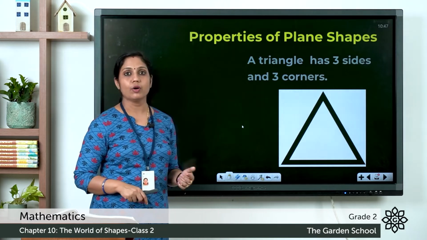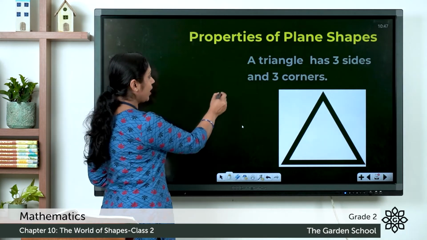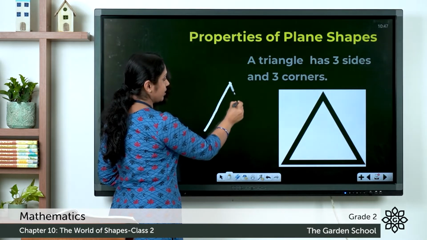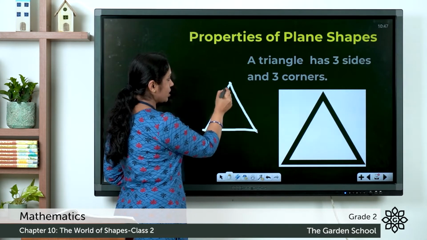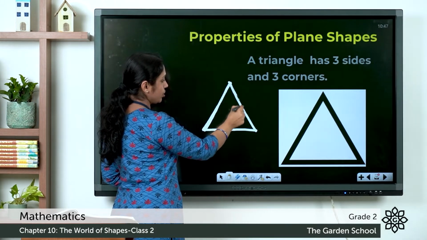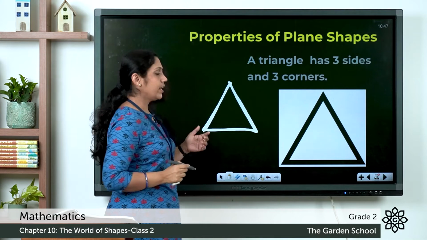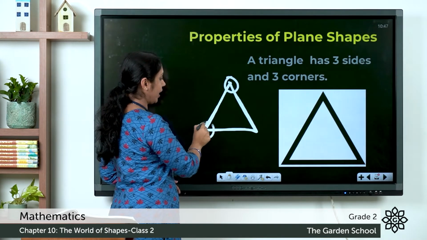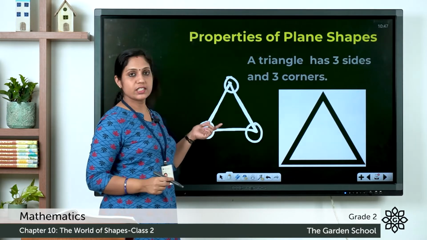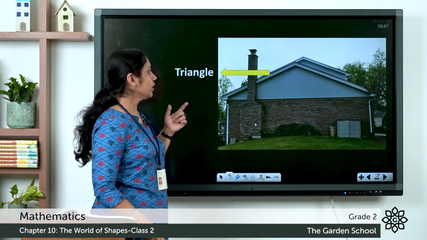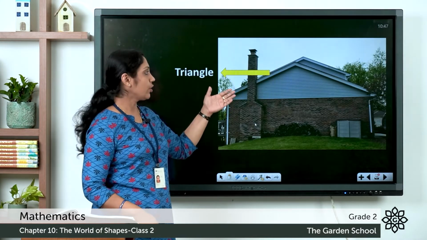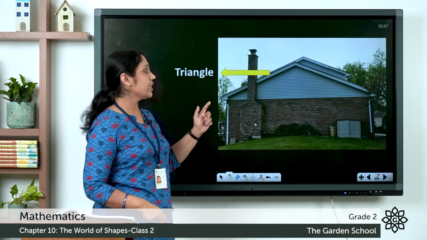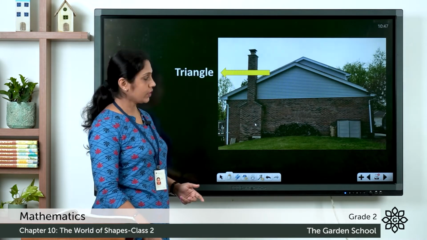Now let's learn about a triangle. A triangle has 3 sides. You can see 1, 2 and 3, and in the same way it's having 3 corners also. So a triangle has 3 sides and 3 corners. Here in this picture you can see the roof of this house is triangle in shape.